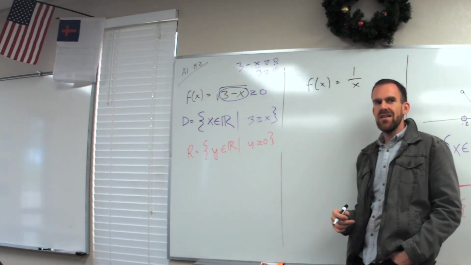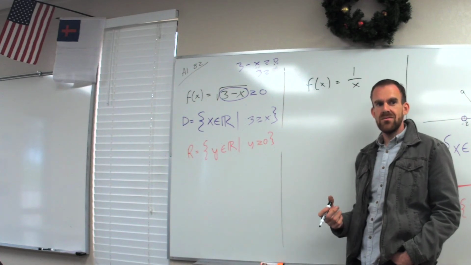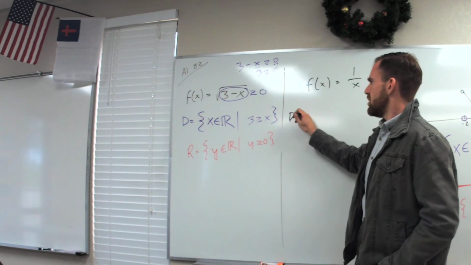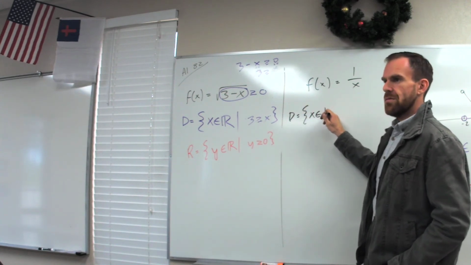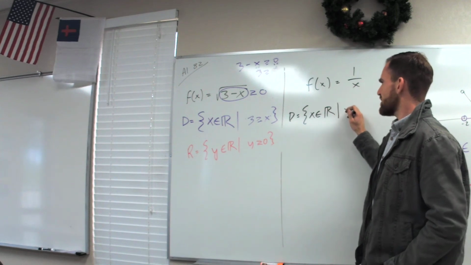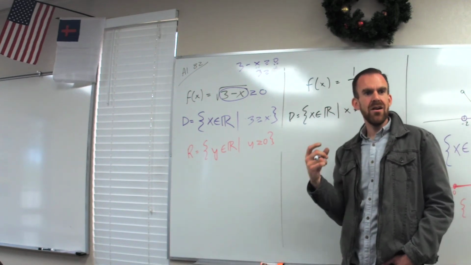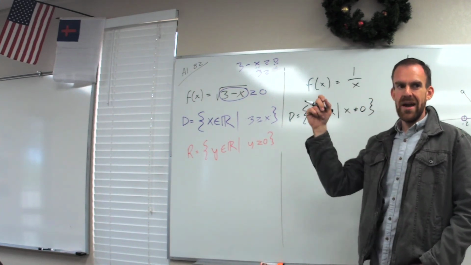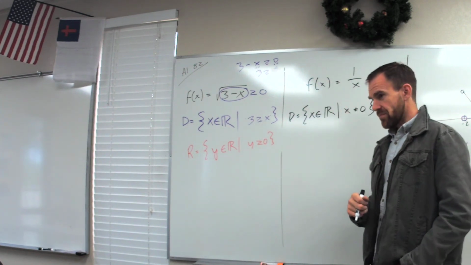x. What are we not allowed to divide by? Zero. So, what's our domain? x is in the real numbers, and x cannot equal 0. Why? Because the denominator of a fraction cannot equal 0. So you're going to write x cannot equal 0.